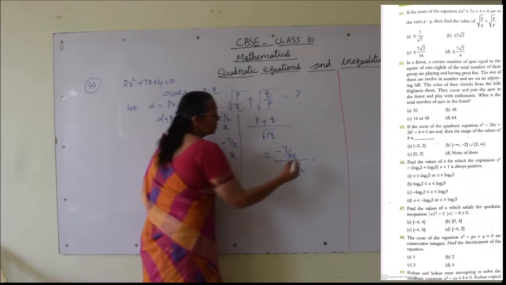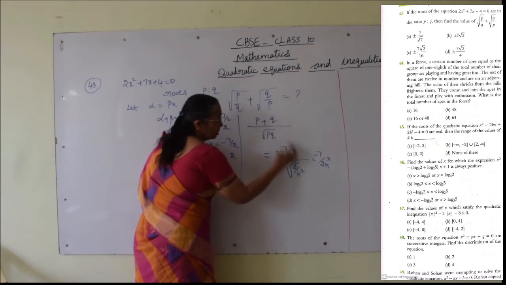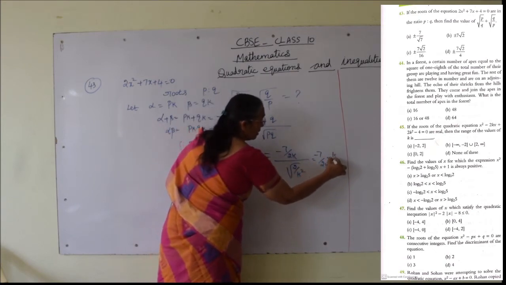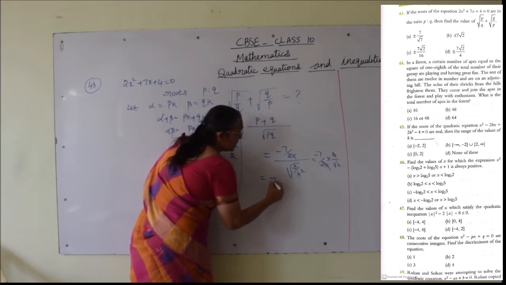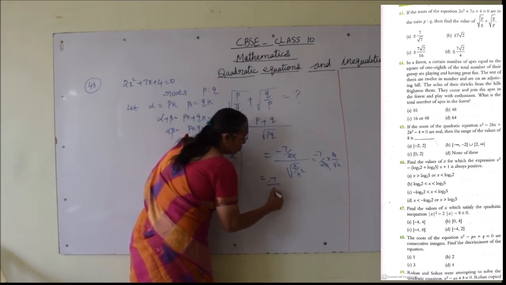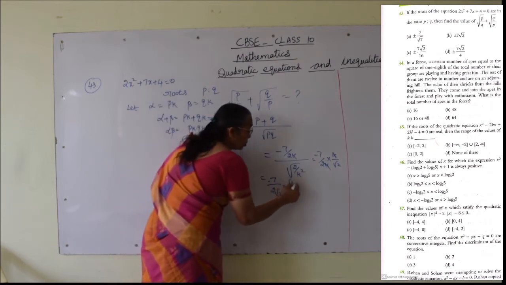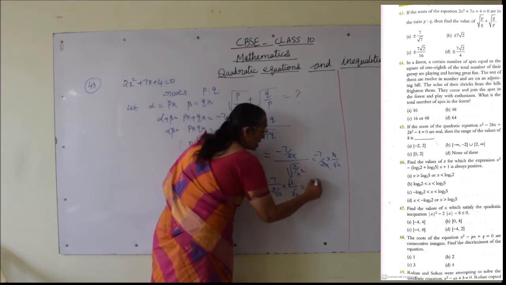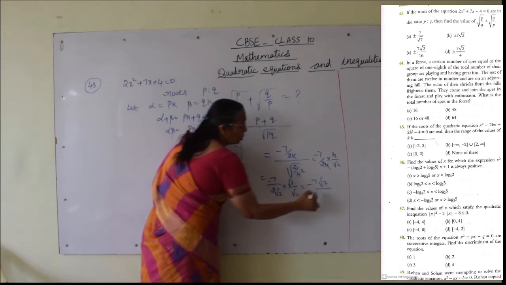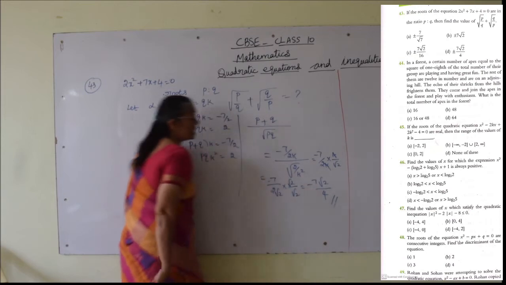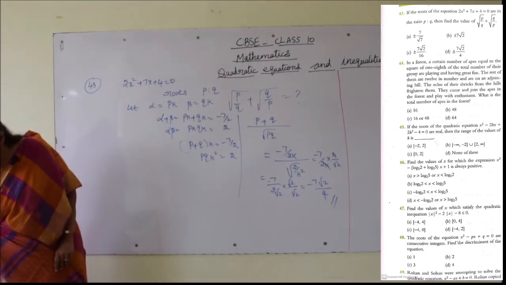So, what will we get from this? Minus 7 by 2k, reciprocate this one, root k square is k divided by root 2. So, k gets cancelled. So, minus 7 divided by 2 root 2. Let us rationalize the numerator. So, root 2 by root 2, we will get minus 7 root 2 divided by 2 root 2 into root 2, 2 2s are 4. So, minus 7 root 2 divided by 4. Which option satisfies? Minus 7 root 2.